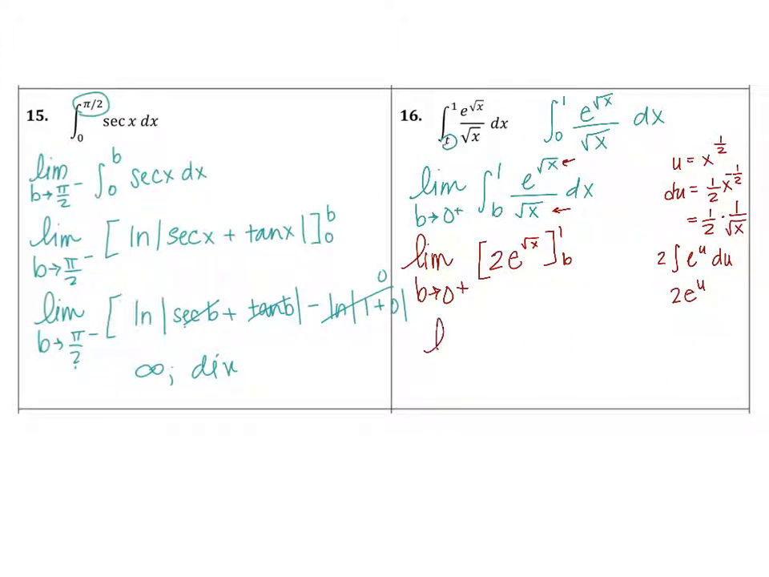So now let's go plug in. I have the limit as b approaches 0 from the right of 2, and then square root of 1 is 1, so 2e here, and then minus 2e to the square root of b. Now, as b is approaching 0, this whole thing is approaching 1. So it looks like I'm going to end up with 2e minus 2, and therefore this does converge.